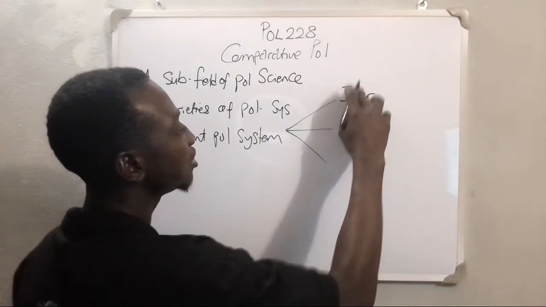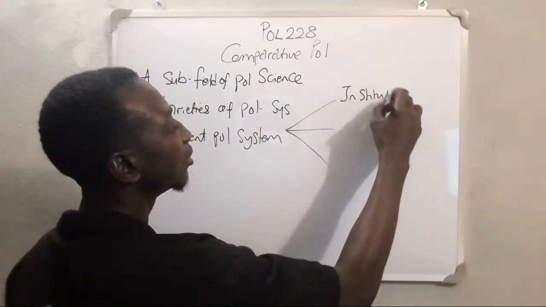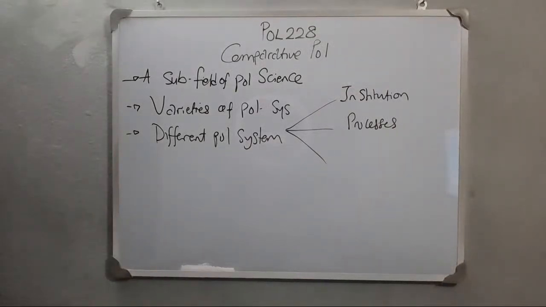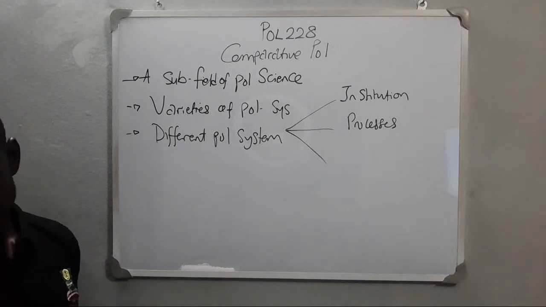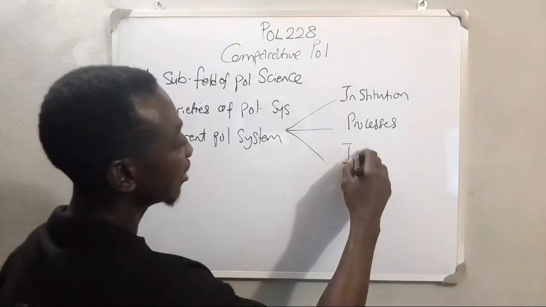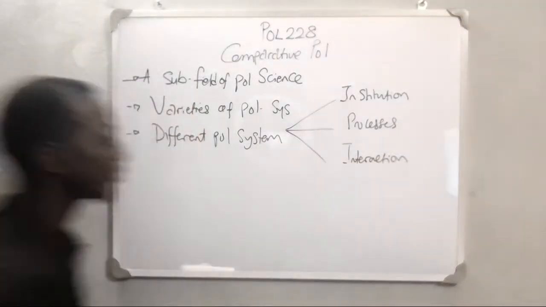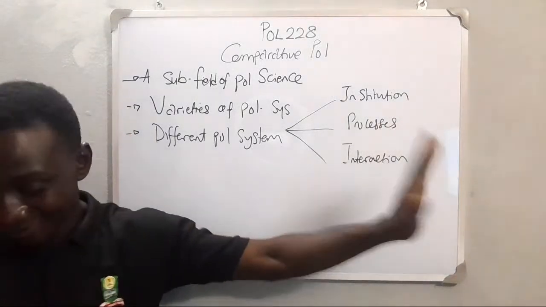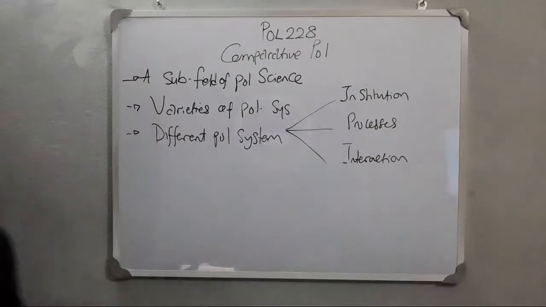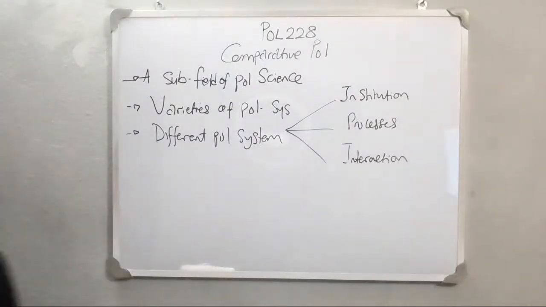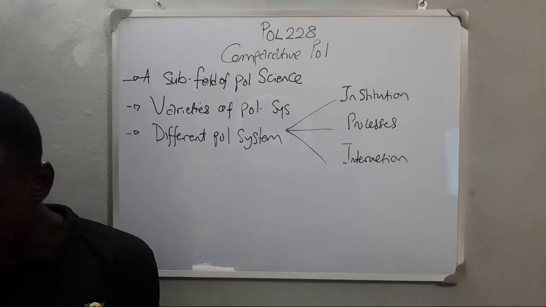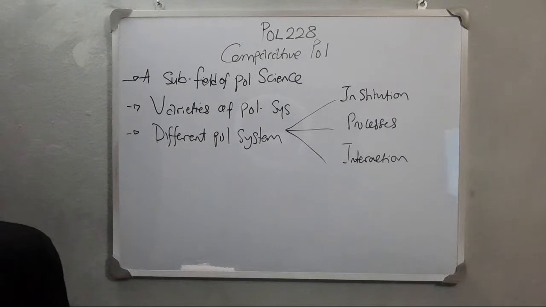Enormous varieties of institutions, processes, and interaction. It gives what? Room for varieties of institutions, processes, and interaction. This is the fact that there are varieties of political systems. It made it possible now to have enormous varieties of institutions. So now let's proceed.